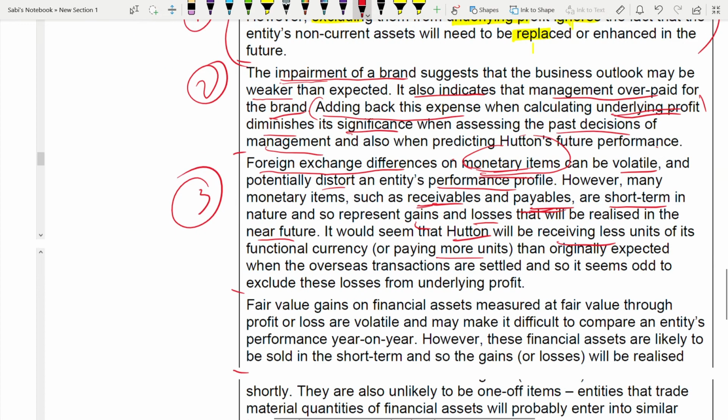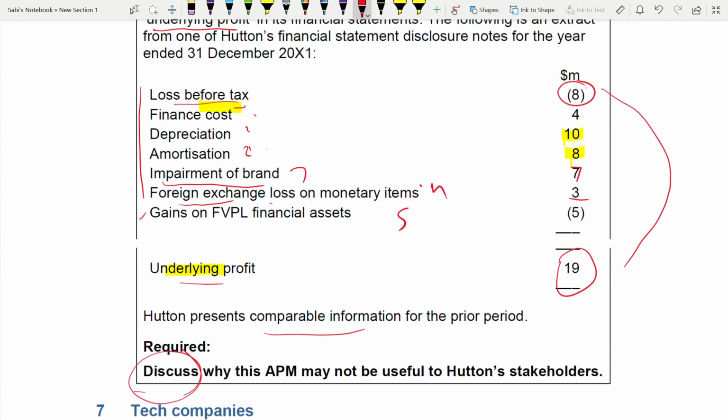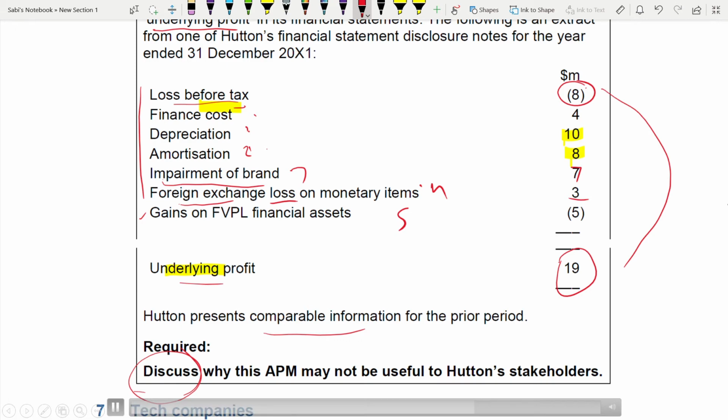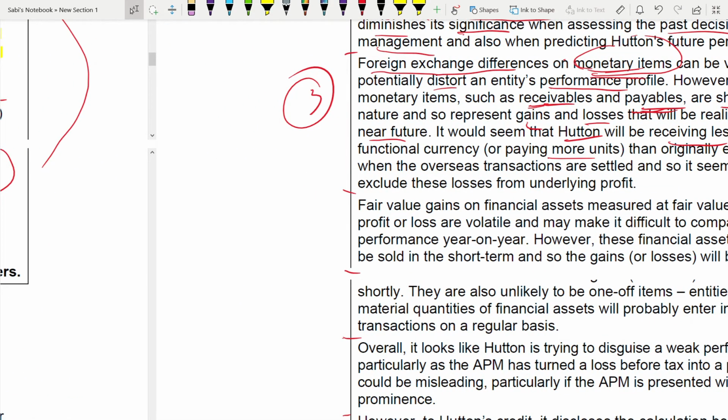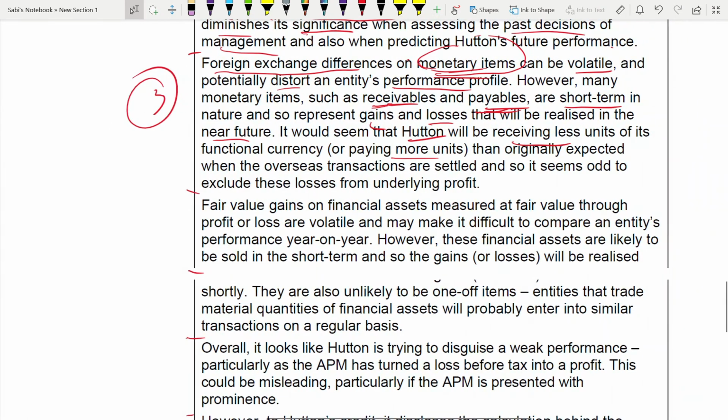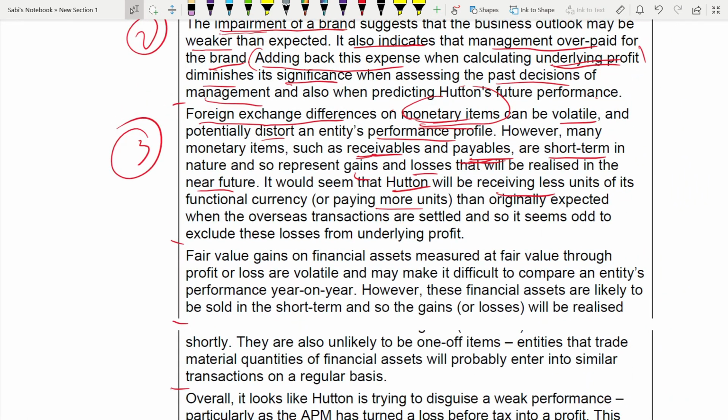Why? How do you know? Because it's a loss, a foreign exchange loss. Foreign exchange loss means you are receiving less, paying more. One of these two things can be there because they said monetary items. They didn't say specifically receivable or payable. That's why you don't know. But at least you know you're receiving less or you're paying more than originally expected when the overseas transactions are settled. And it seems odd.